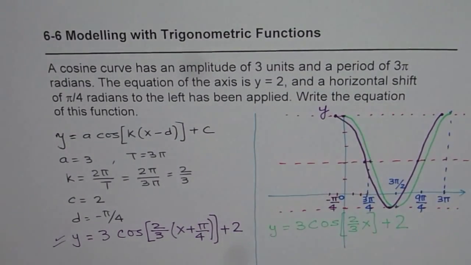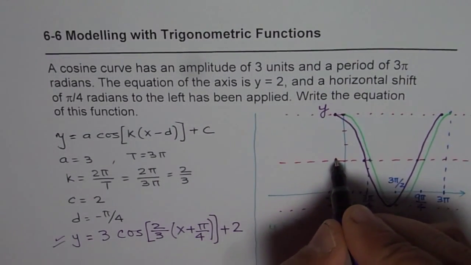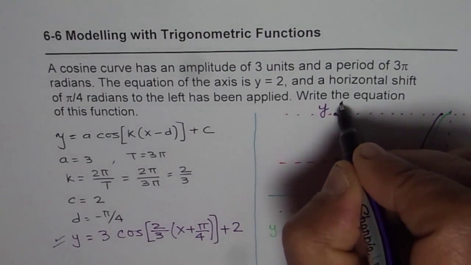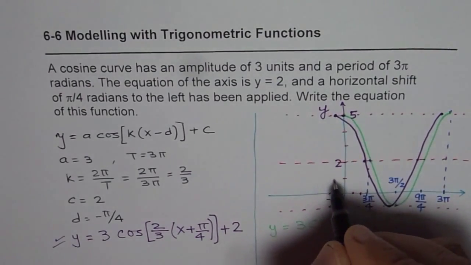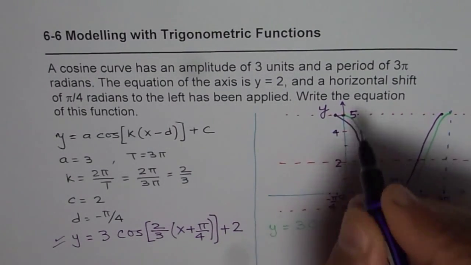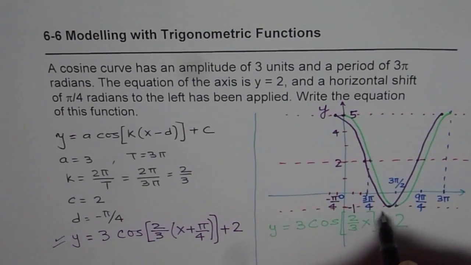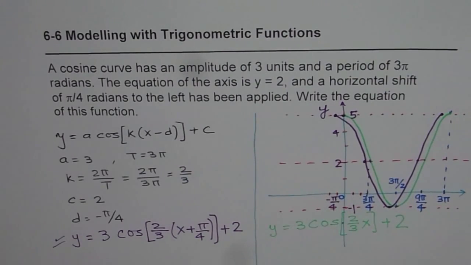And of course, we should label the y-axis: the axis is 2, the maximum is 5, and minus 1 is here. That's minus 1. And that is of course 2.